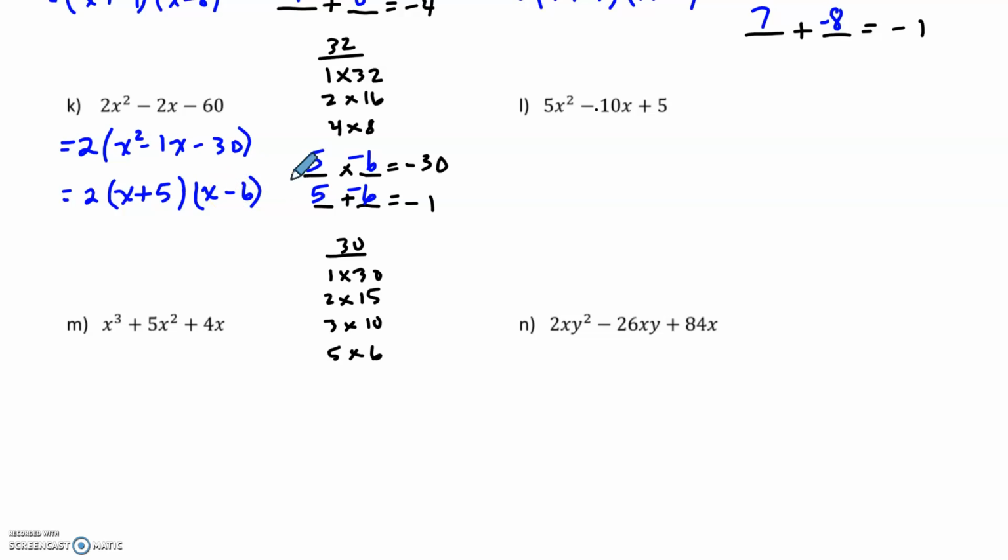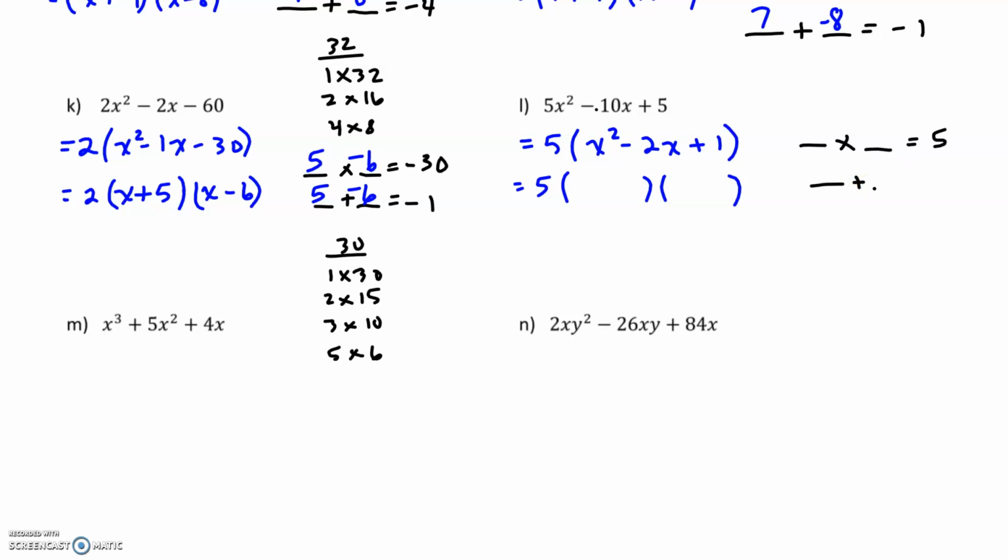All right, try L. So we're going to factor out, in this case, 5. And 5 gets factored out of 10x and 5 as well. So it'll be 5 times x squared minus, negative 10 divided by 5 is a negative 2x, and 5 divided by 5 is 1. Okay, and then we know we're going to go to the chart. So we ask ourselves, what times what equals 5, and what plus what?